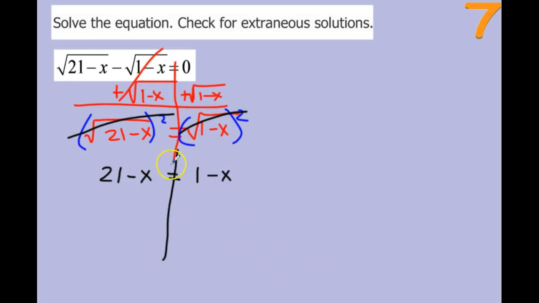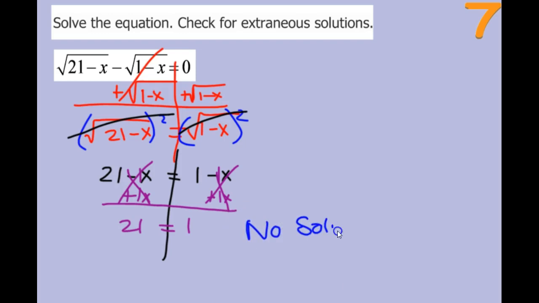So maybe some of you can see what's going to happen here. If I try and add this 1x to the other side, negative 1 and positive 1 eliminate, and I get 21 equal to 1, because those also eliminate. 21 is never going to equal 1, so this is no solution. There is no real solution. There might be an imaginary one, we just don't know what those are.